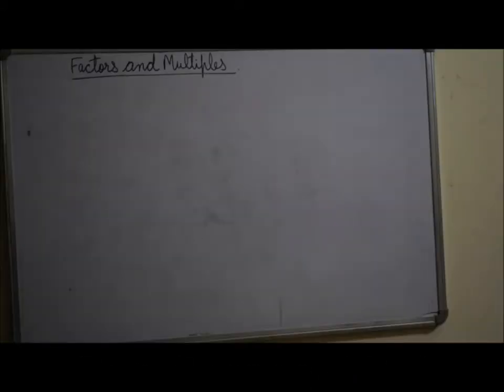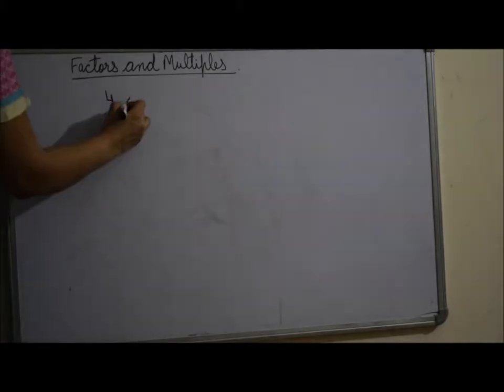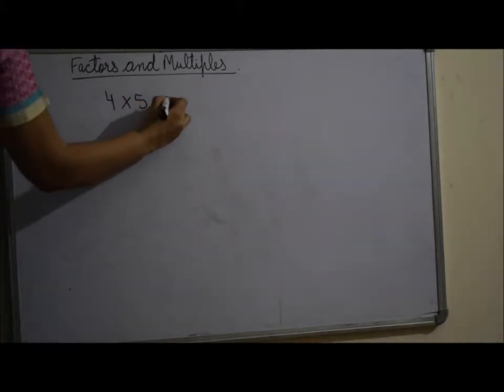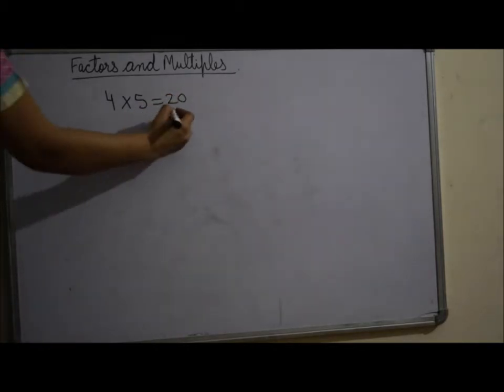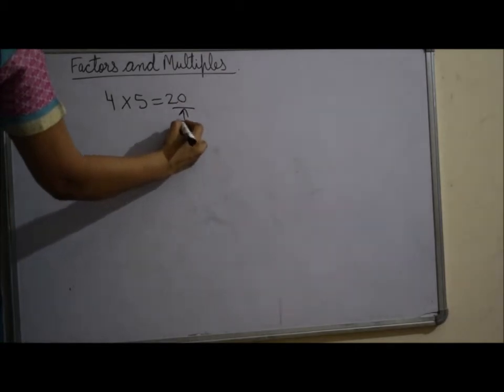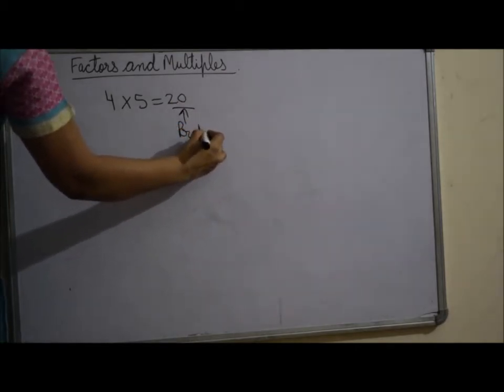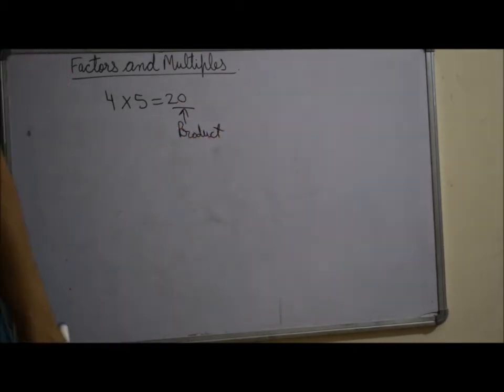Today we'll learn about factors and multiples. To start with, let's take an example of a multiplication statement to understand better. We have 4 5s are 20. What is 20 here? 20 is the product of 4 and 5. So you already know this.